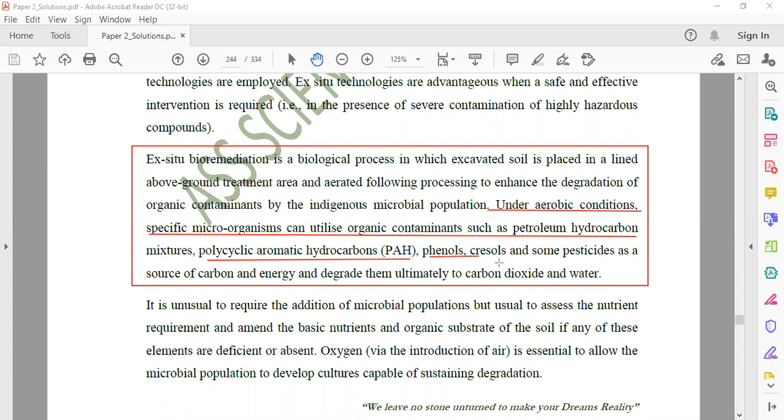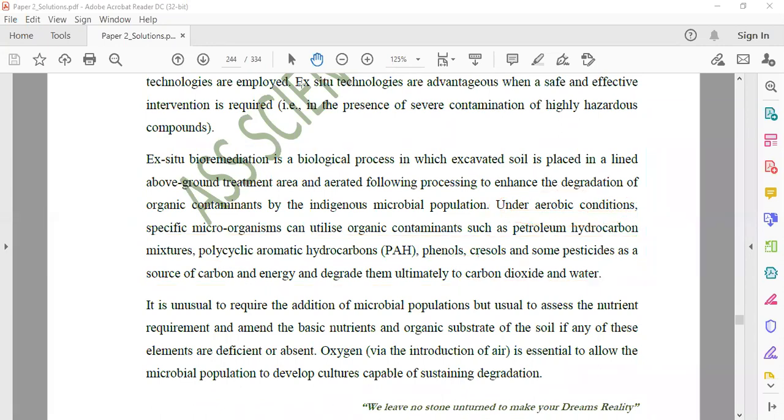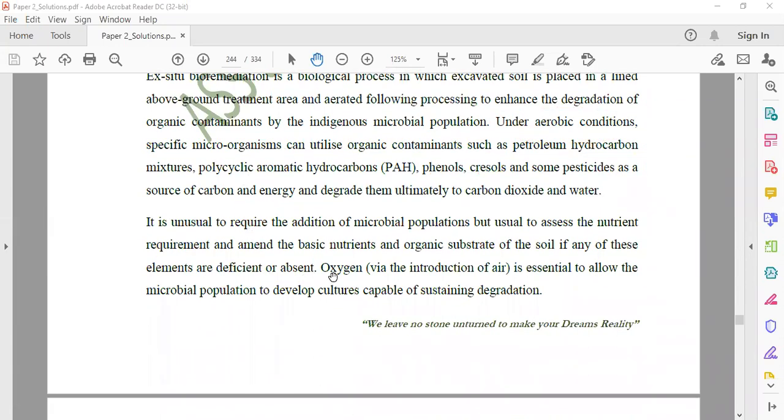Cresols. Cresol is basically dihydric phenols only. And some pesticide as source of carbon energy to degrade them ultimately to carbon dioxide and water. So this is the fate. And the point to be noted here is that these are aerobic processes. So that's why the fourth statement was ruled out, because there they were talking about an anaerobic process, right?